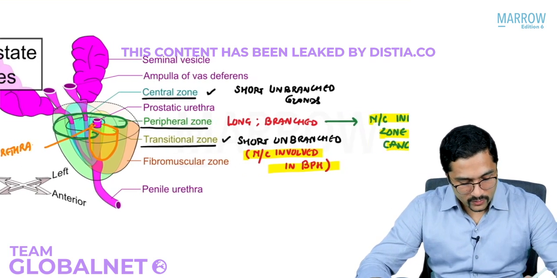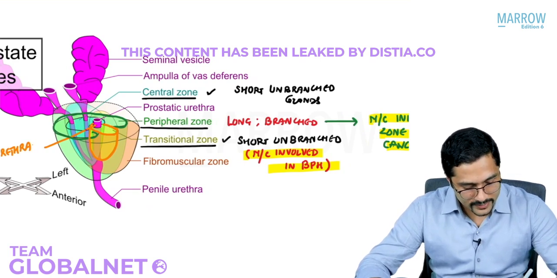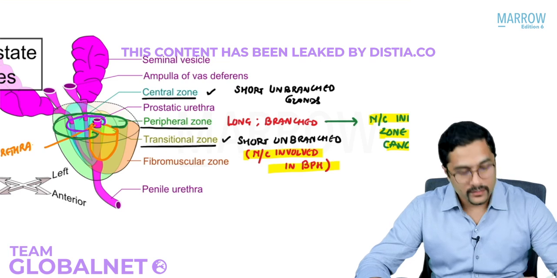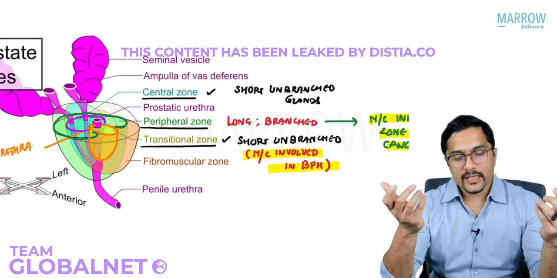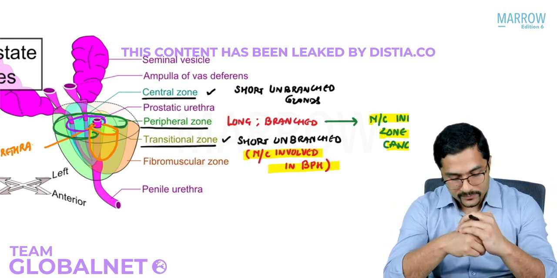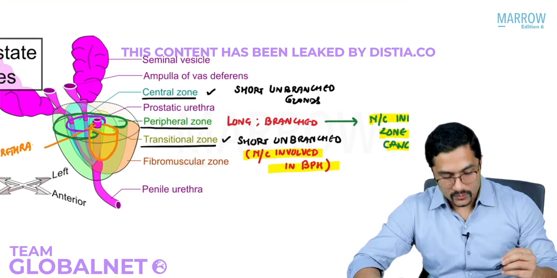The central zone, this dark green one, is the central zone, and the central zone lies behind the prostatic urethra. So these were some points, and there are a few more points which I want you to know.